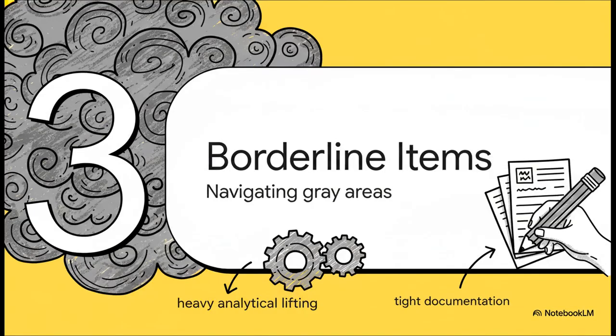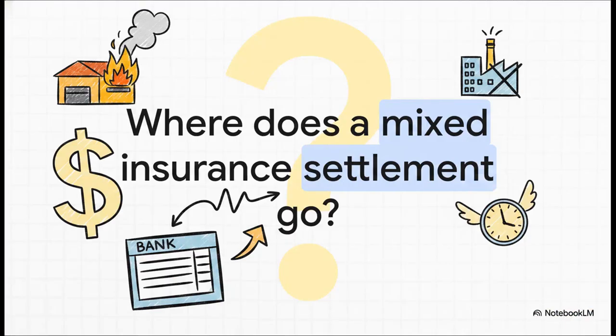That brings us to Section 3, navigating borderline items. So we've covered the clean-cut stuff, but dealing with borderline items, that requires some heavy analytical lifting and really tight documentation. Let's run through a realistic scenario. Imagine your main distribution warehouse burns to the ground. Terrible, right?